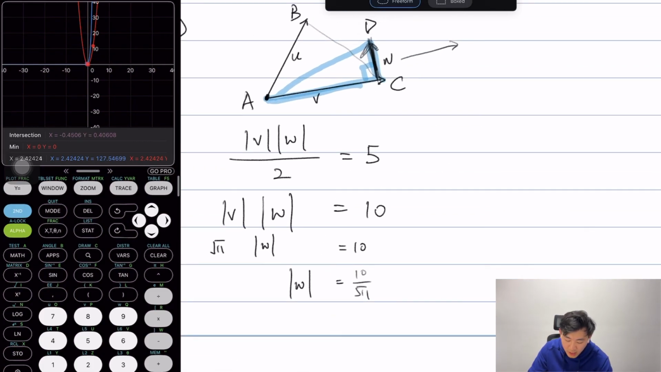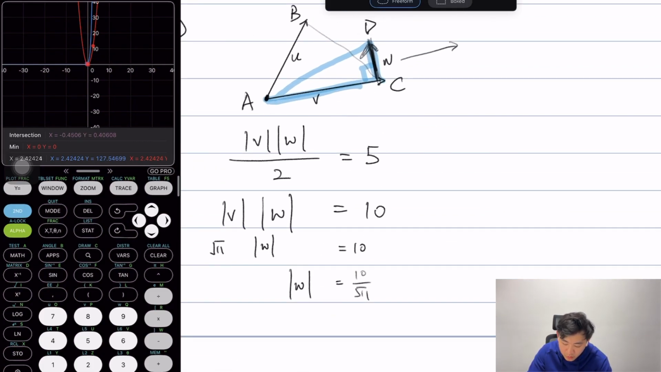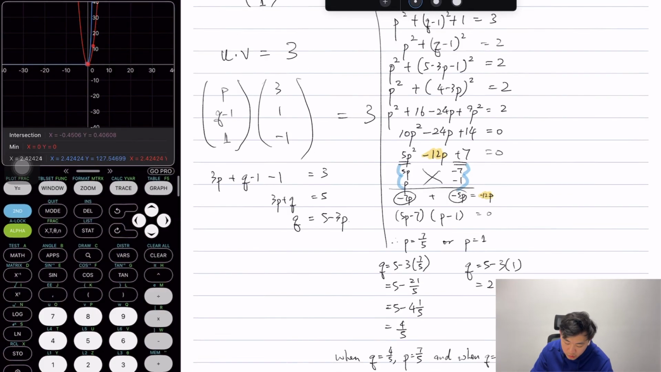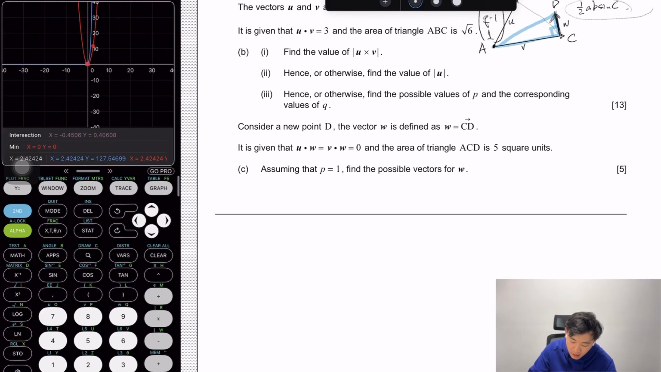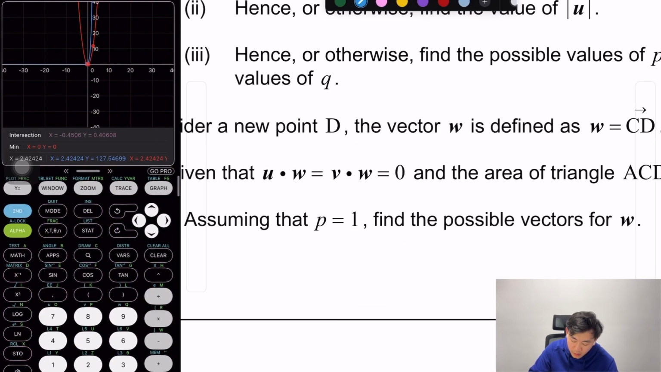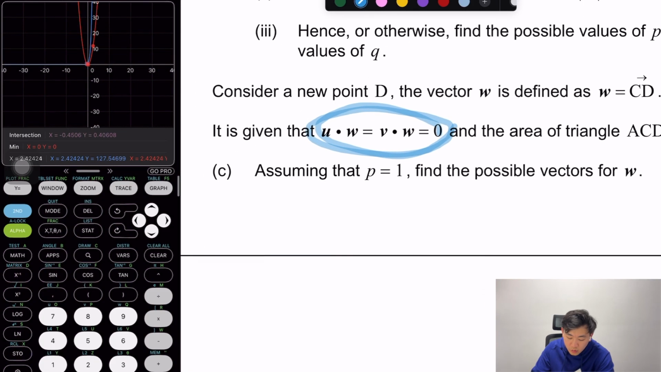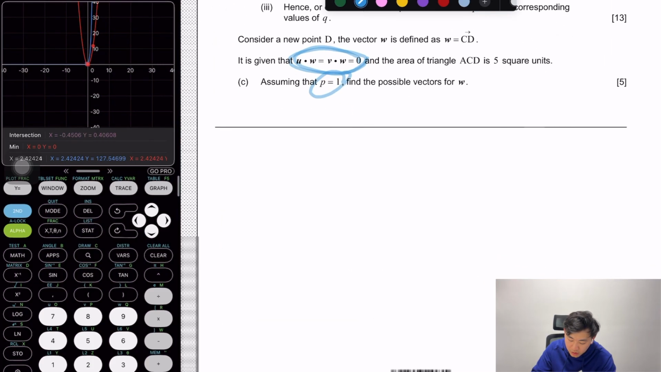So after this one, we have to find what is the vector W. Let's just name it as W as, let's say, A, B, and C. And there's one more piece of information that we haven't used, which is the fact that W is perpendicular to the vectors. So we have to make use of this, okay? So assuming P equals 1, we have another piece of information.